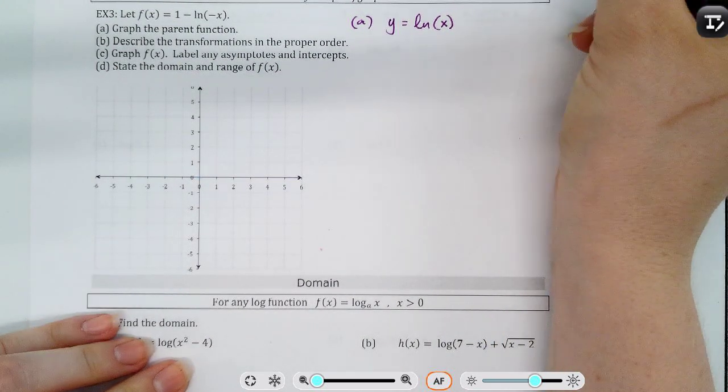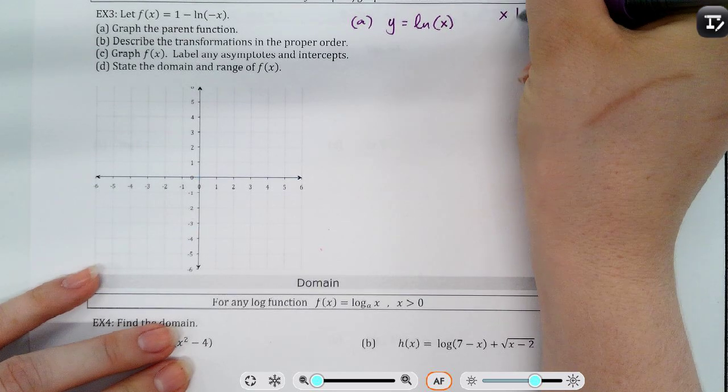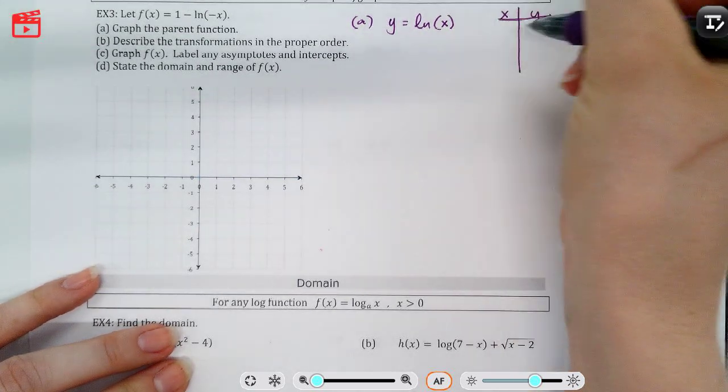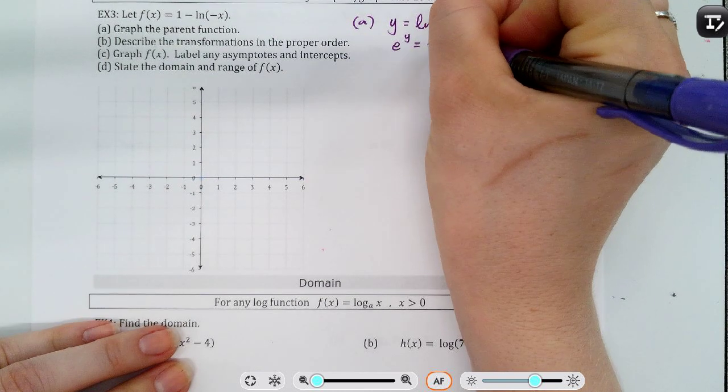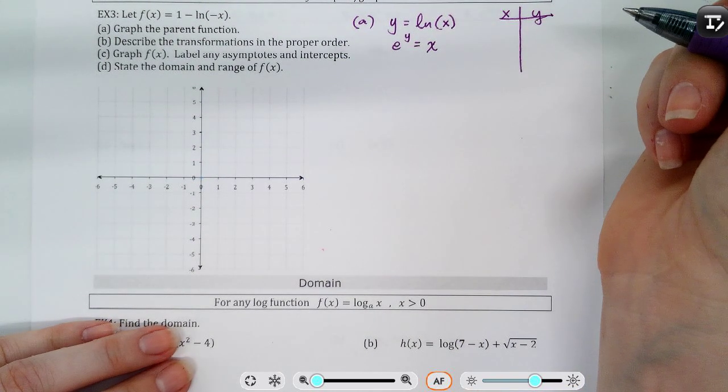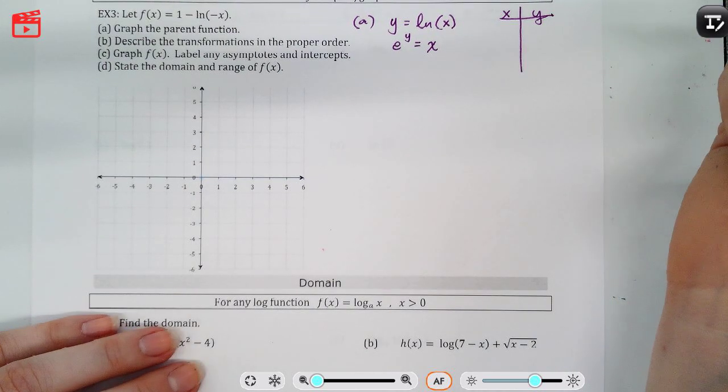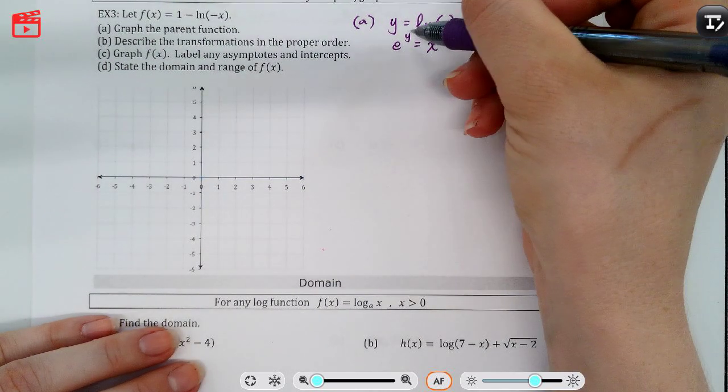Okay, so graphing this, x and y, I'm going to transform this first into the exponential form, so that's going to be e to the y power equals x. Okay, and remember e is about 2.72. It's easiest if I pick y values.